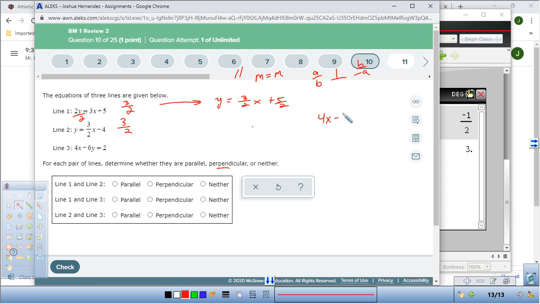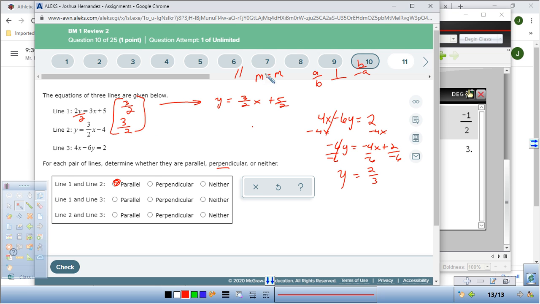So I have 4x minus 6y is equal to 2. Add minus 4x, minus 4x. Cancel out here and go to negative 6y is equal to negative 4x plus 2. Divide by negative 6, divide by negative 6, divide by negative 6. These cancel out here. y is equal to 2/3. Okay, so these two have the same slope, so they're parallel.